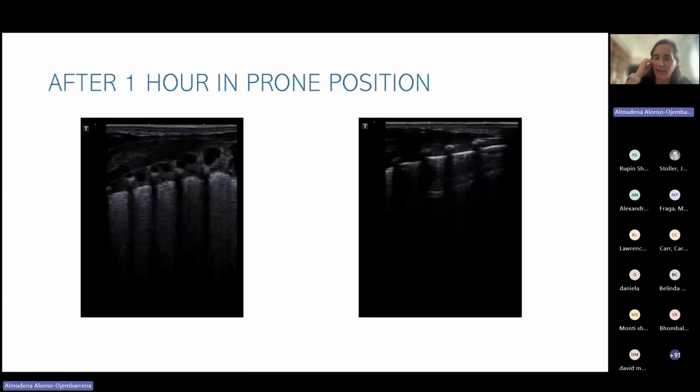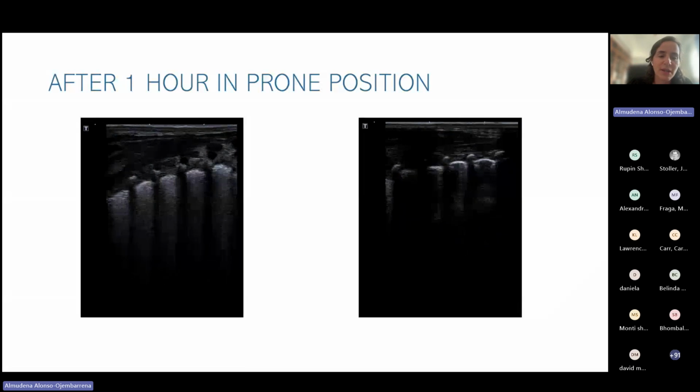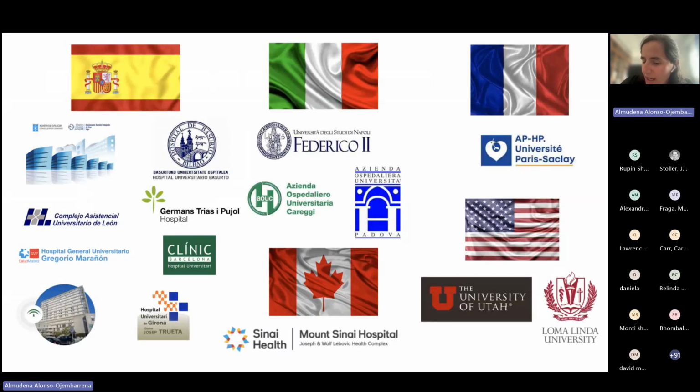So using all this data as a hypothesis for a bigger trial, we are now including infants in a multi-center international study that includes data from multiple centers from Spain, Italy, France, USA, and Canada. And we hope that in the future, we will have more robust data to present you.